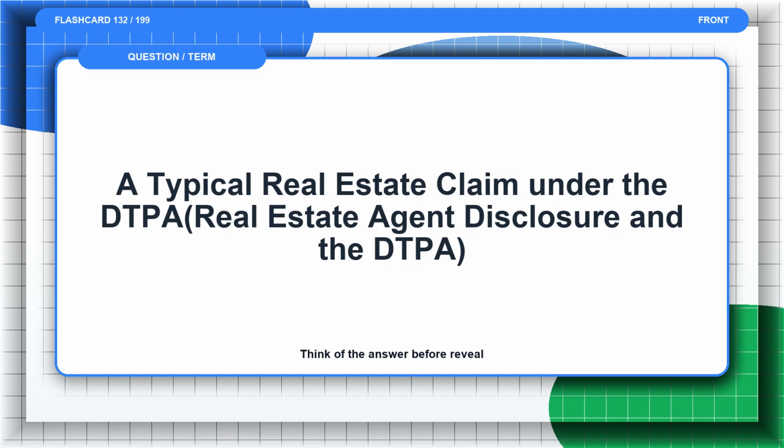Flashcard 132. A typical real estate claim under the DTPA: real estate agent disclosure and the DTPA. Pause and think of the answer before the reveal.